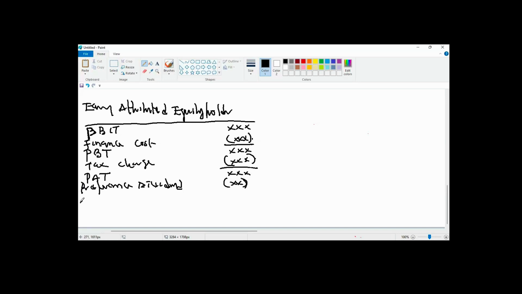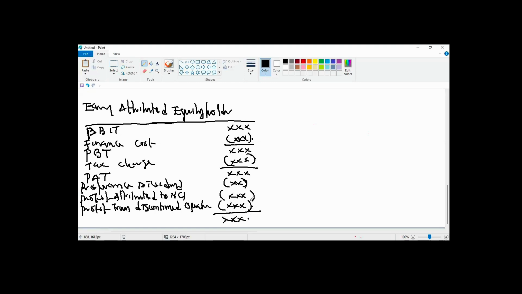I will also less profits attributed to NCI. Then I will also less profits from discontinued operation. This is what we use to remove, learn all these things. But it depends on where it is given to me. Anything I get is the earnings or profit attributed to equity holders.